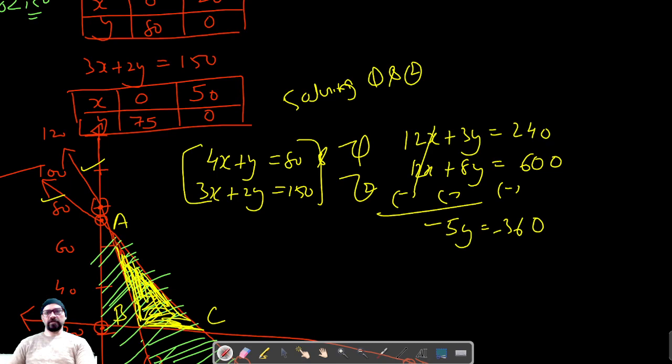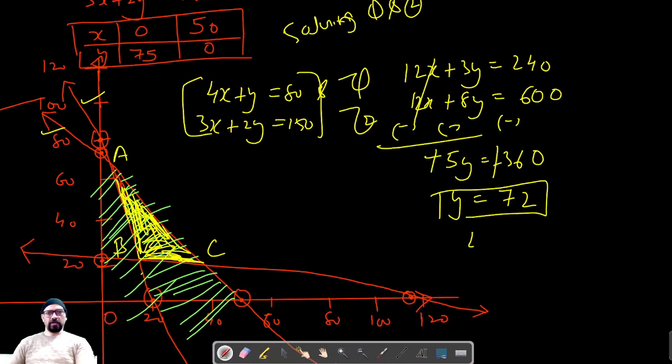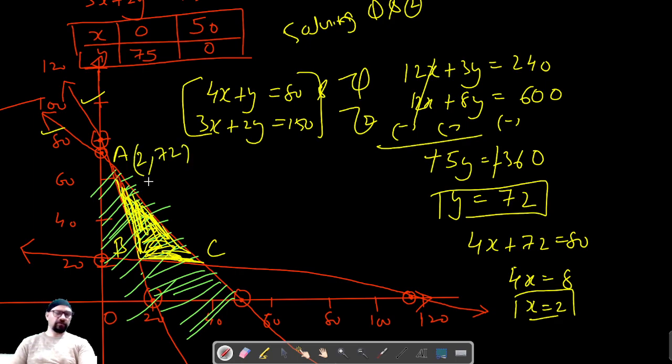Negative 360. So y is equal to 5, 7 are 35, y 2s are 10, so y is equal to 7/2, and x would be 7/2 is equal to 4x, is equal to 18 minus 7/2, which is x is equal to 3. So this point of intersection is 2, comma 7/2.